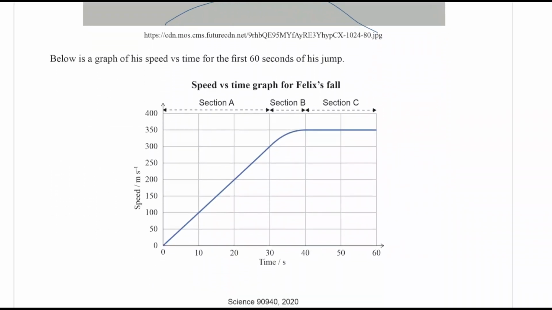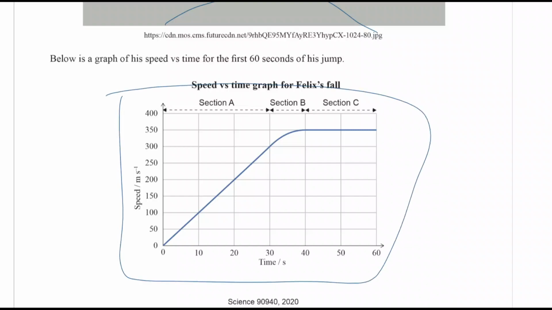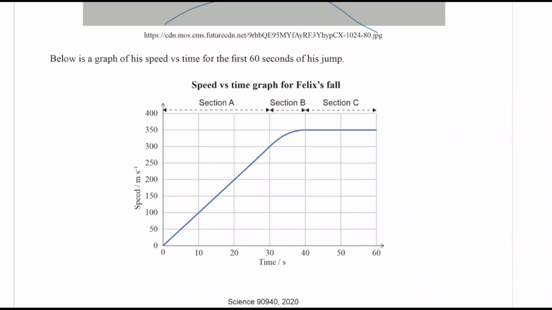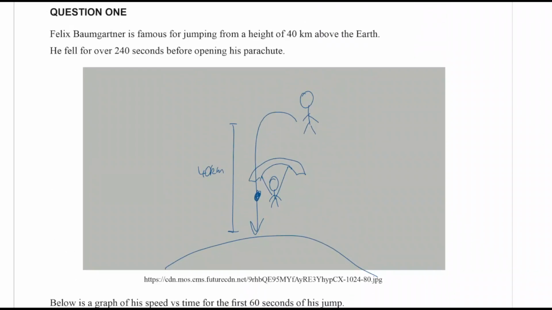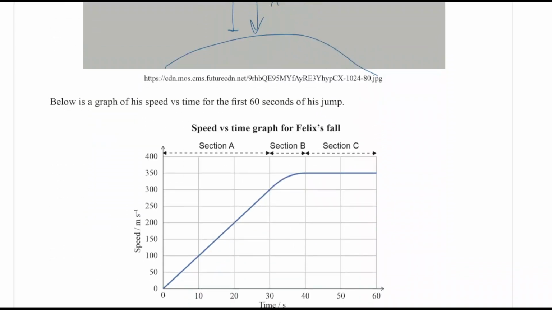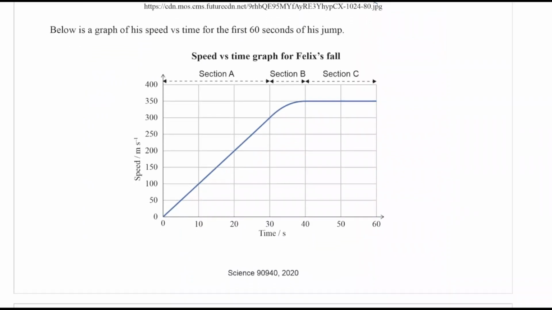But we're given a graph of his speed and time. Now just looking at this, when do you think he opened his parachute? What section? If you thought section A, B, or C, you're wrong. Sorry to do you like that, but this is a graph of his first 60 seconds, whereas we know he opened his parachute around 240 seconds. So this whole graph doesn't even show us where he opened his parachute. It will be somewhere in the future.